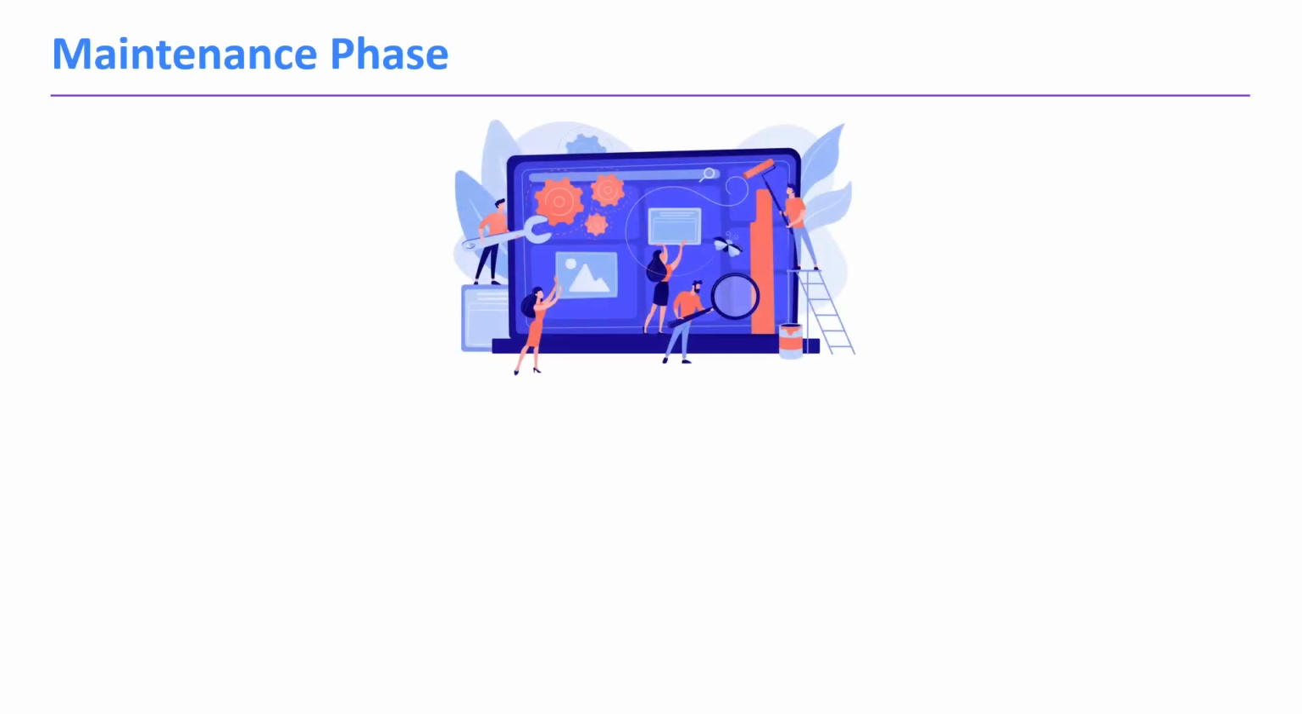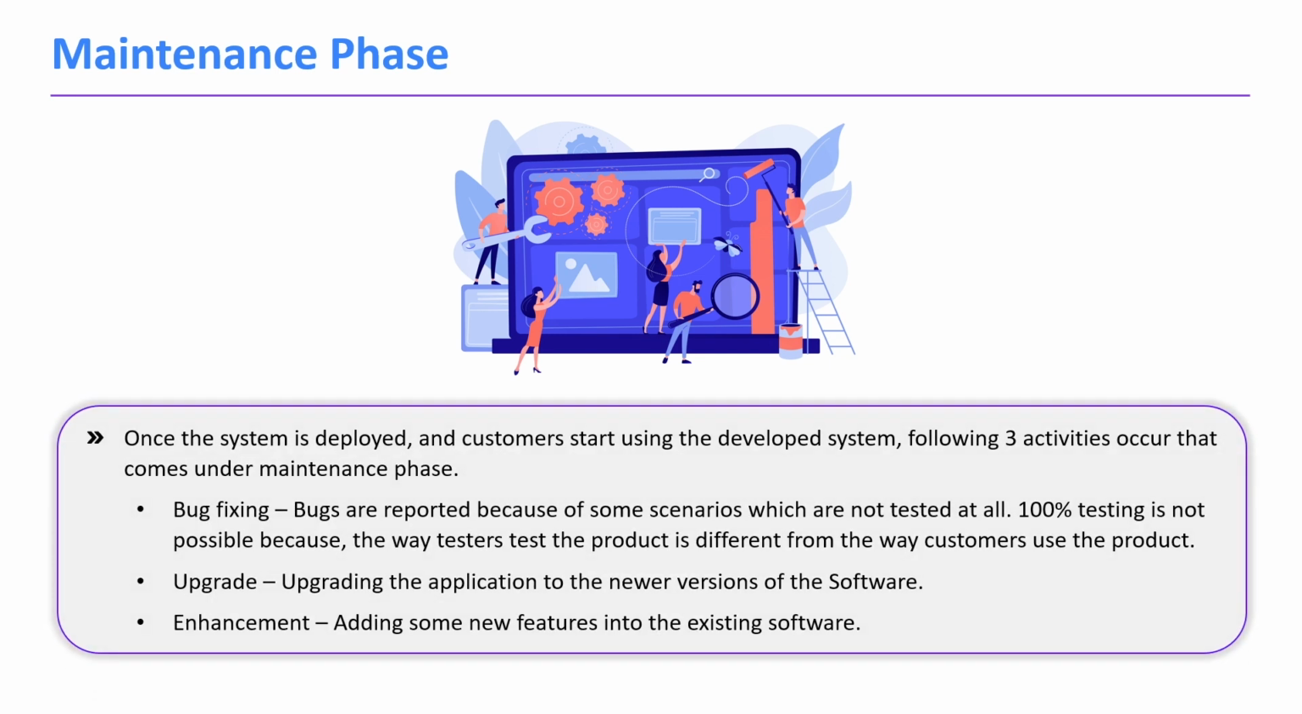Next is the maintenance phase. Once the system is deployed and customers start using the developed system, the following three activities occur and they come under the maintenance phase. First is bug fixing. Second is upgradation, third is enhancement.